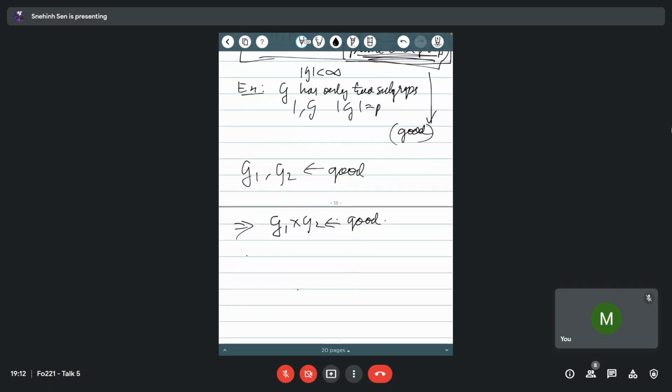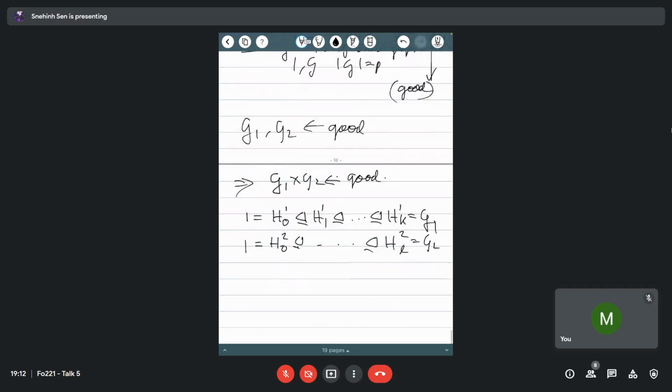I'll give you a few notations just to ensure that we are on the same page. G is equal to G_0 ladder up to G_1 on top, and also this is true. Maybe it's not K, it's some L. And what I'm saying is we call a group good if such a chain exists such that each quotient is a prime order cyclic group.